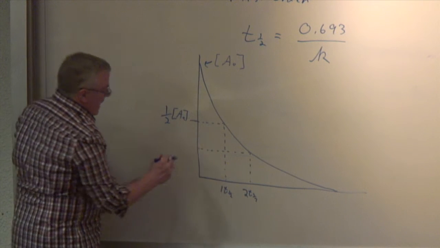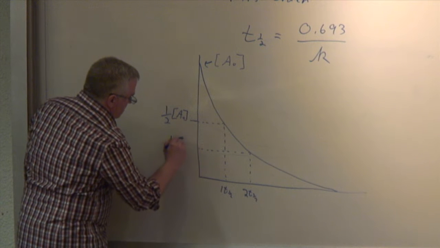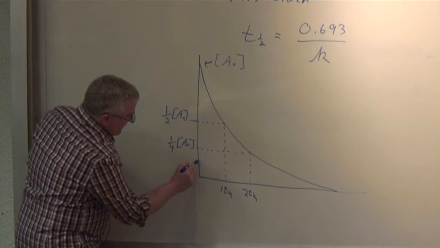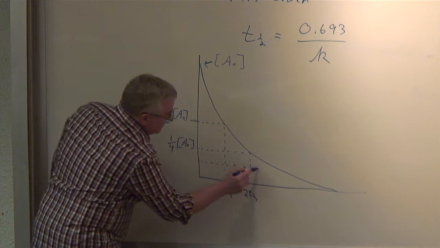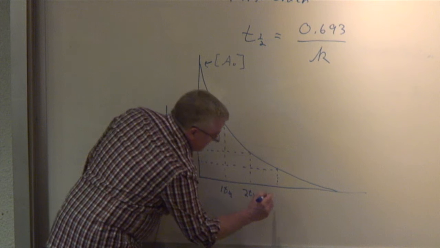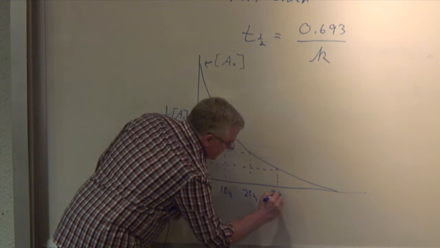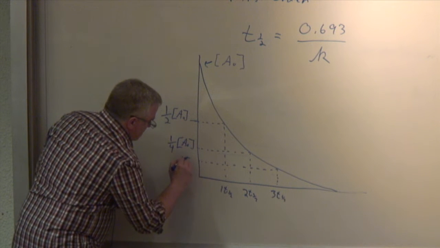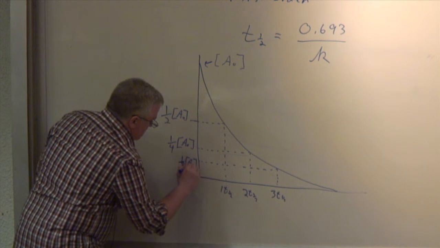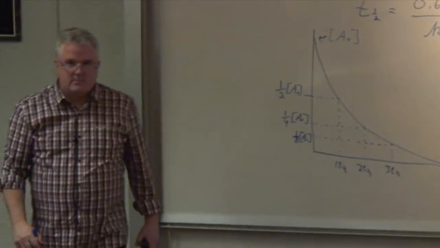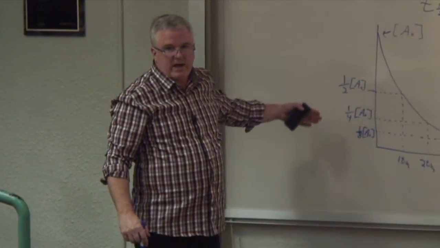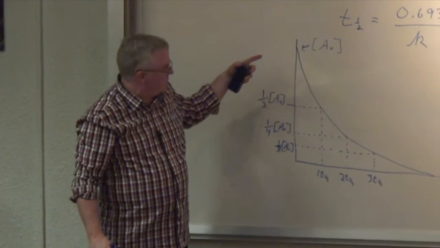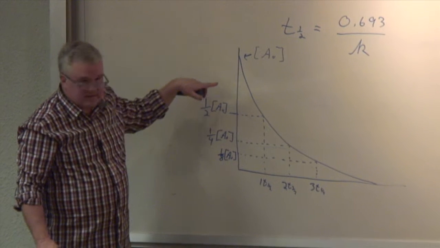Two half-lives, and this is actually equal to 1/4 A naught. If we reduce it by half again, okay, this works for first order reactions only. It doesn't work for other orders, but for a first order reaction, the half-life remains the same throughout.